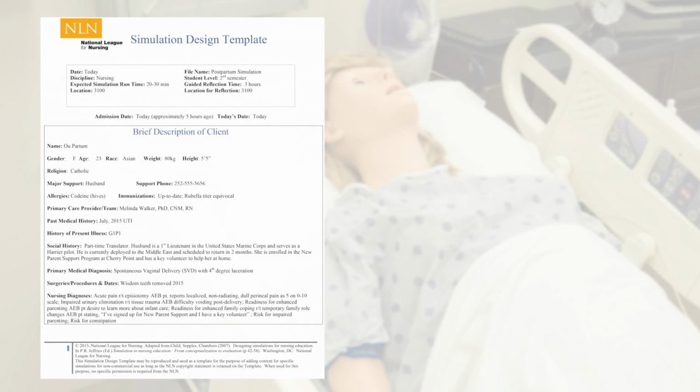On the first page, a brief description of the patient is given: name, gender, age, race, weight, height, allergies, who her physician is, her past medical history, history of her present illness, social history, her primary medical diagnosis, surgeries, and the nursing diagnoses that have been given for her.